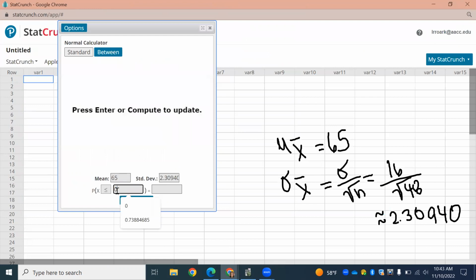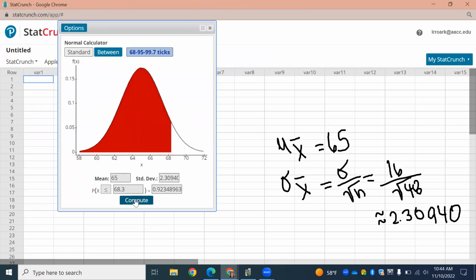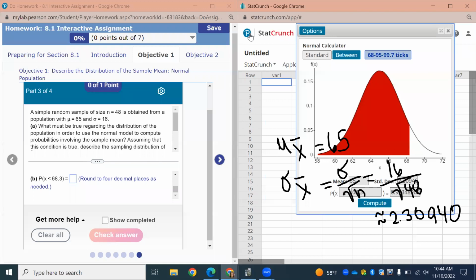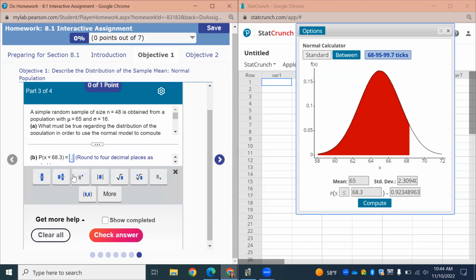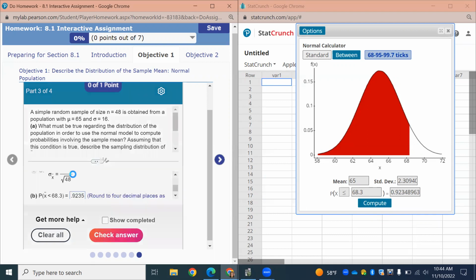So I have that, and then I have that I'm looking for X to be less than 68.3. Just like in Chapter 7, they're giving me the sample mean, they're giving me the X value, so I can enter that in. It says P is less than or equal to 68.3, and it tells me the area under the curve is 0.9235. So there's a 92.35% chance that the sample mean would be less than 68.3.